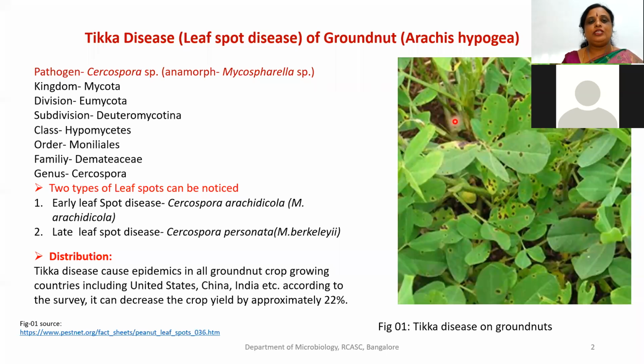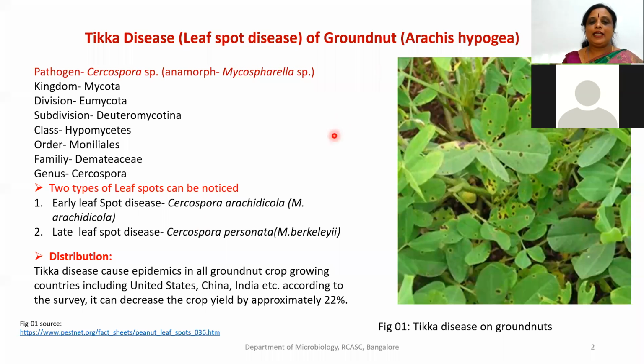The anamorph is Mycosphaerella arachidicola. Late leaf spot is caused by Cercospora personata. Remember students, Cercospora personata causes late leaf spot. Its anamorph is Mycosphaerella berkeleyi. These are the two different species of Cercospora which cause Tikka disease or leaf spot in the case of Arachis hypogaea.